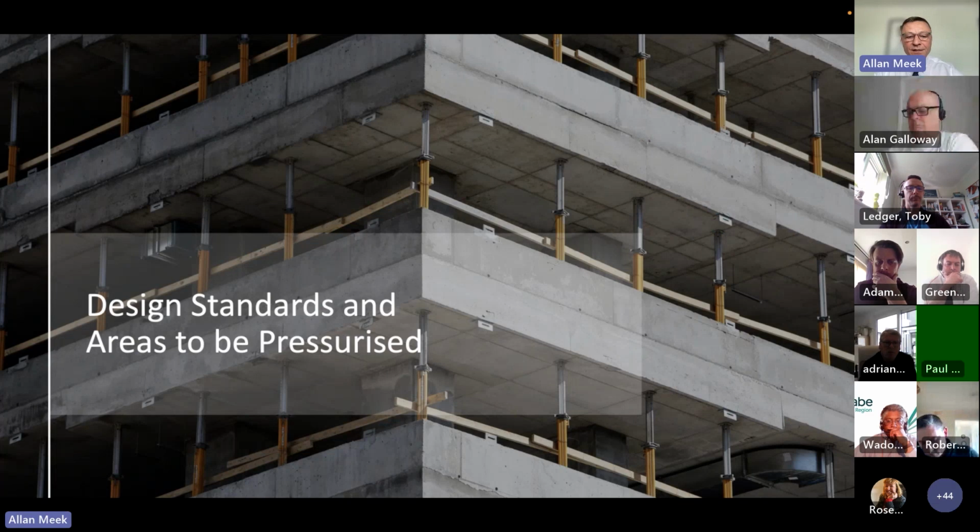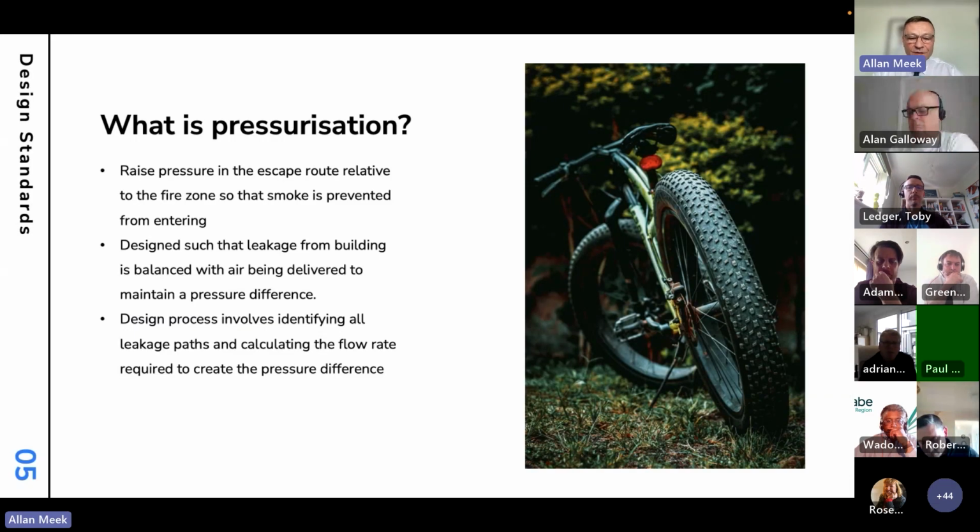So the design standards and the areas to be pressurized. What we're doing with pressurization is creating a barrier for smoke to prevent it entering the escape route. And we basically do that in two ways. Firstly, by creating a pressure difference. If you imagine a tyre or a football with a puncture in it and we were pumping air into it, we could keep it at a standard pressure if the air being put in equals the air coming out. That's more or less what we're trying to do with the pressure: putting air in, letting it escape and managing that balance. So we create a pressure differential across the building.